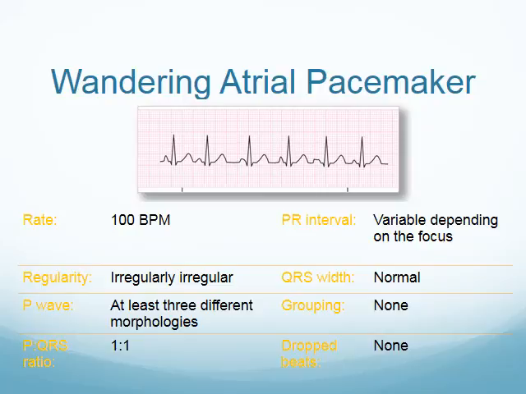Our rate here is 100 beats a minute. It's irregularly irregular. Kind of hard to tell from the picture, but if you did have calipers, you'd be able to tell that it was irregular. At least 3 different morphologies of P waves. We do have a QRS for every P wave that we have. The PR interval is variable. There's no grouping or drop beats, and the QRS width is normal.